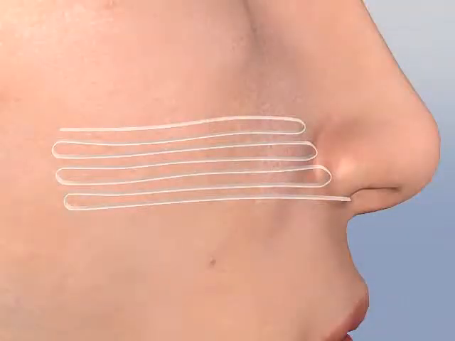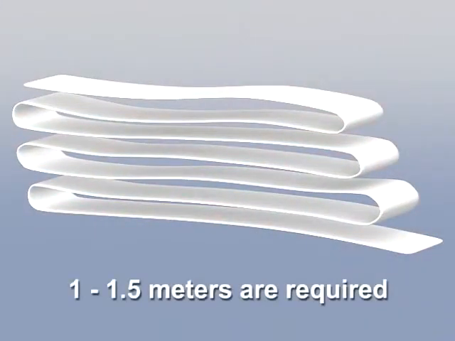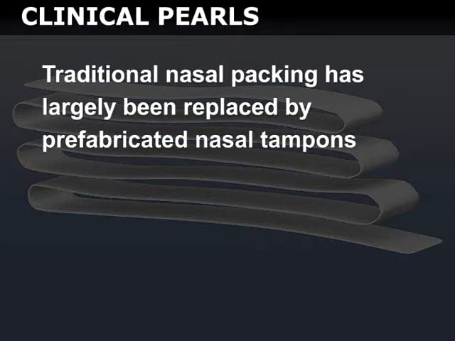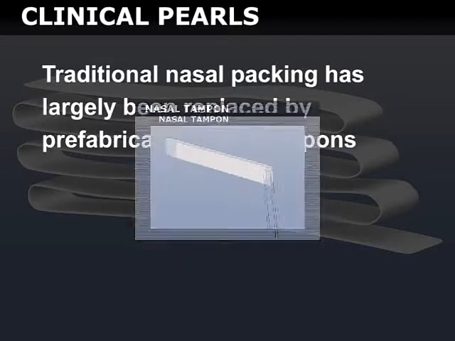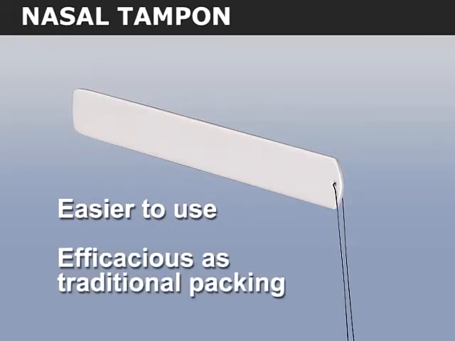Note that multiple layers of gauze are utilized, and in general, about 1 to 1.5 meters are required to adequately pack the nasal cavity. Traditional nasal packing has largely been replaced by prefabricated nasal tampons, which are covered in the next portion of this video. Nasal tampons, such as the Merocel tampon, are easier to use and as efficacious as traditional packing and should be utilized if available.